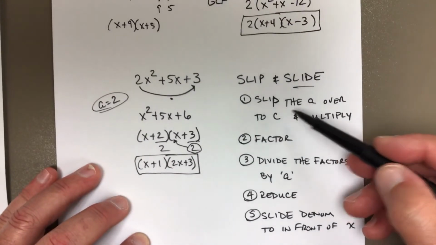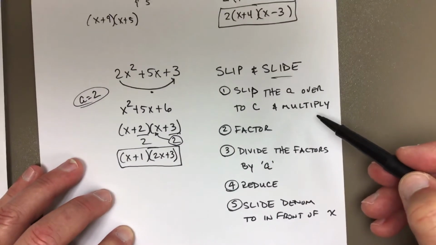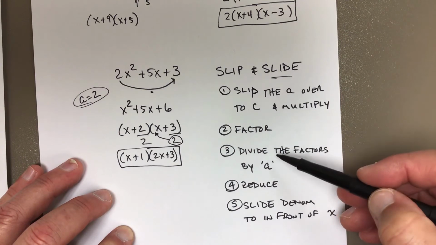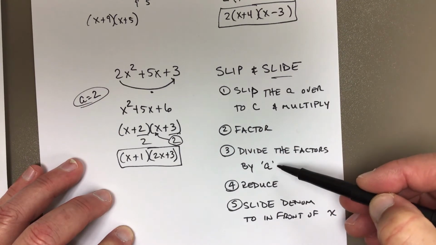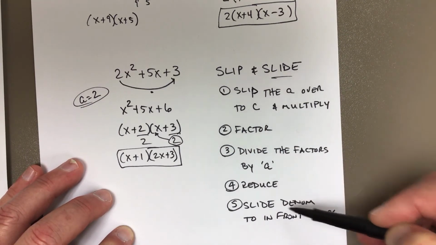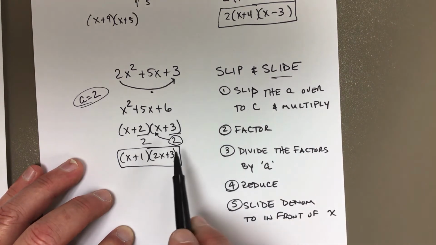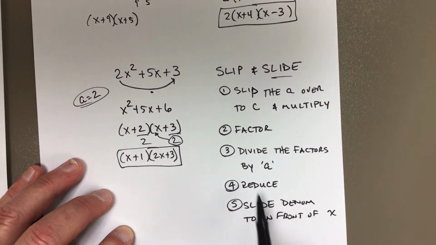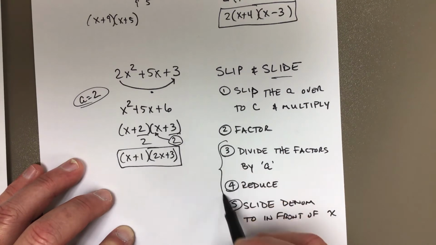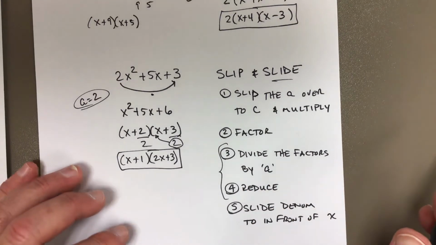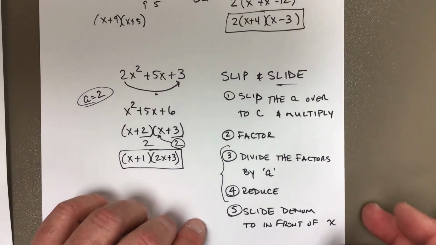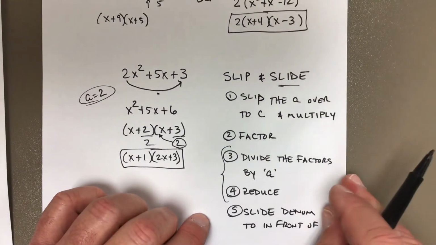Step 1 is to slip the a over to c and multiply. Then you're going to factor. Then you're going to divide or reduce by a. And then you're going to slide the denominator, whatever the denominator is, up there. So this right here is the step. That's a couple steps that kids have a little bit of issues with, but we can get through that. We'll have to work through it.